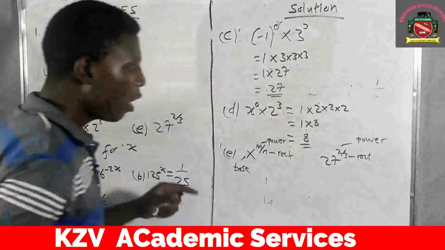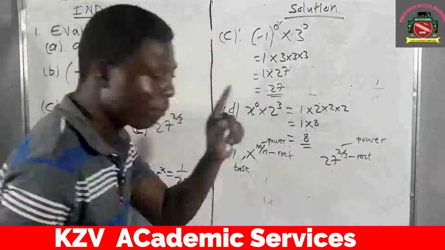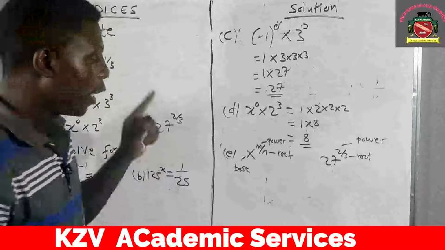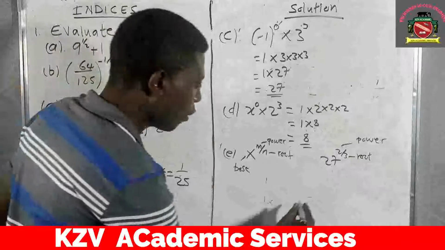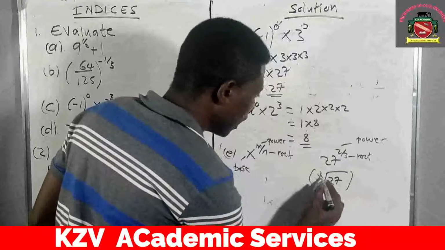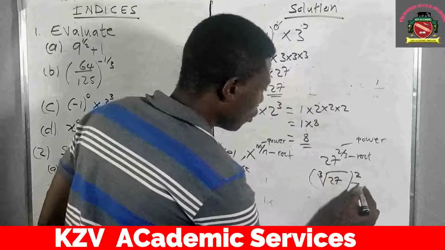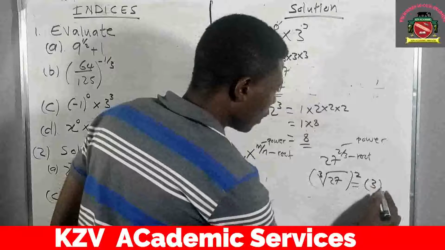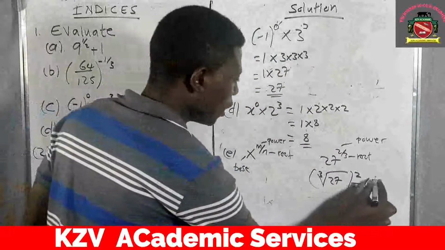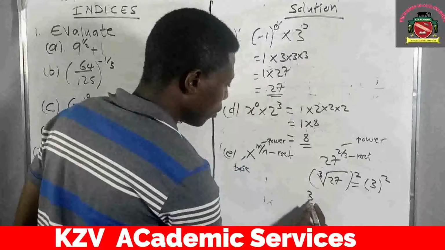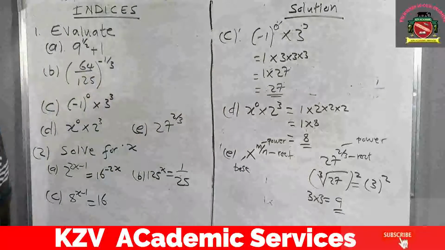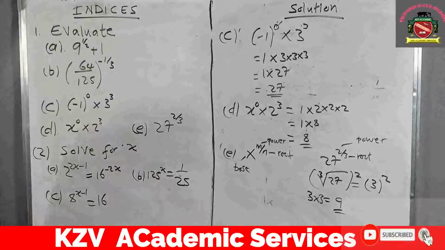Now, what does it mean? It means that we are looking for the cube root of 27, and then the cube root of 27 is raised to the power 2. What does it mean? It means that we have 3, because 3 times 3 times 3 gives 27. So 3 to the power 2, meaning that we have 3 times 3, and this gives us 9. This is what you do.